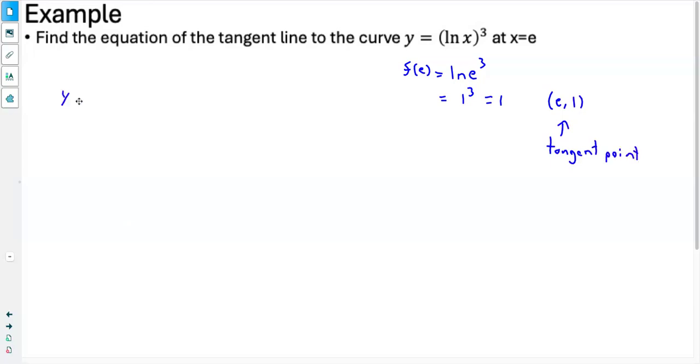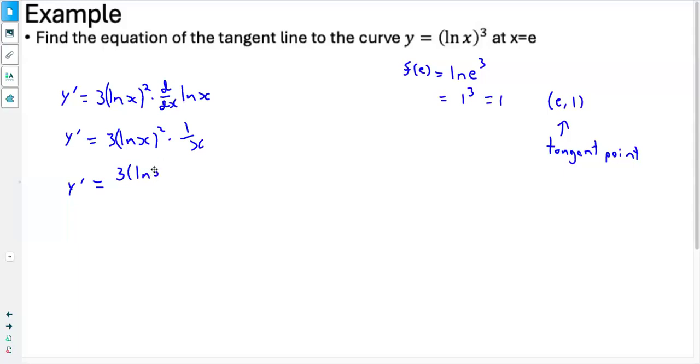Now we'll find the derivative of our equation to get our slope equation. So we have this exponent we have to deal with first. So 3 times the natural logarithm of x squared, times d dx of the natural logarithm of x. That gives us y prime is equal to 3 times the natural logarithm of x squared times 1 over x. So we've got y prime is equal to 3 times the natural logarithm of x squared over x.